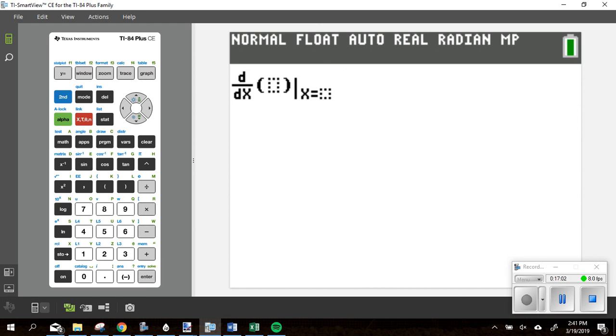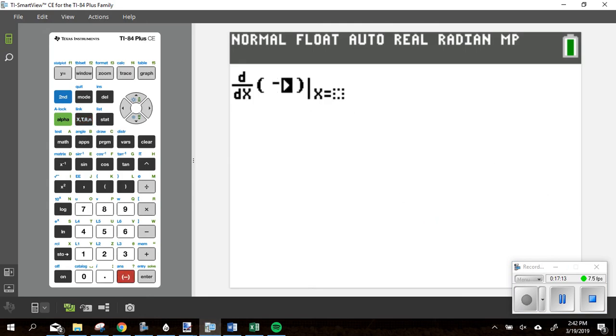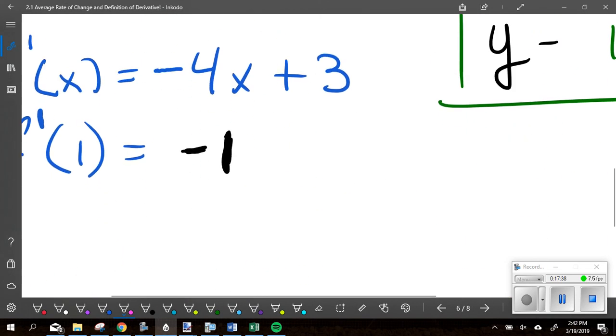Inside the parentheses, that's going to be the equation. So we are going to take the numerical derivative of negative 2x squared plus 3x plus 9. So in the parentheses right there, I'm going to type in negative 2x squared plus 3x plus 9. Then you have to hit the over button and get down into this last box where it says x equals blank. In that box, you're going to type in whatever number you want. We're going to find the derivative at 1. If I type that in and hit enter, it will get me the numerical derivative that I wanted. The answer that we were looking for was negative 1. We typed it in, we hit enter, it gave us that answer.